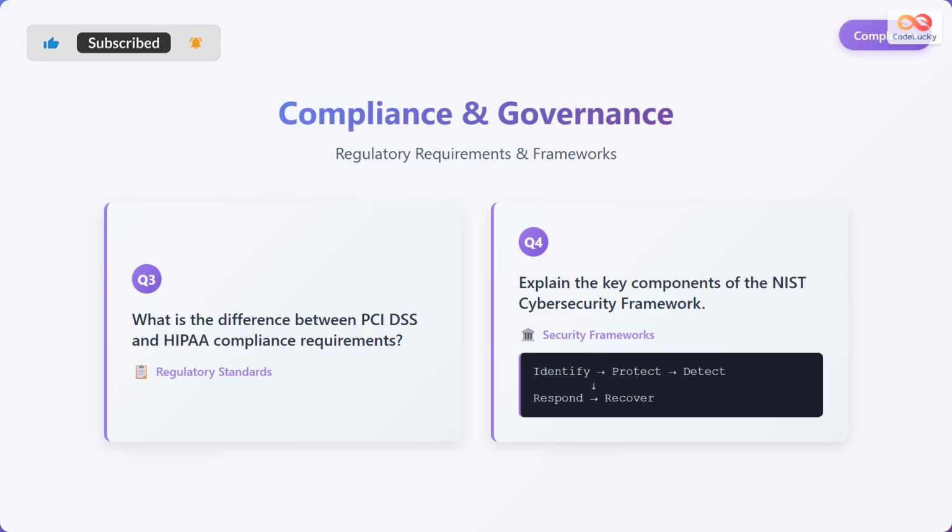physical, and technical safeguards. Interview question 4 focuses on the NIST Cybersecurity Framework, a comprehensive approach to managing cybersecurity risks. The framework consists of 5 core functions that work together in a continuous cycle. Identify involves understanding organizational assets, risks, and vulnerabilities. Protect implements safeguards to secure critical services and data. Detect establishes monitoring capabilities to identify cybersecurity events. Respond develops response plans for detected incidents. Recover maintains resilience and restoration capabilities to return to normal operations after incidents.